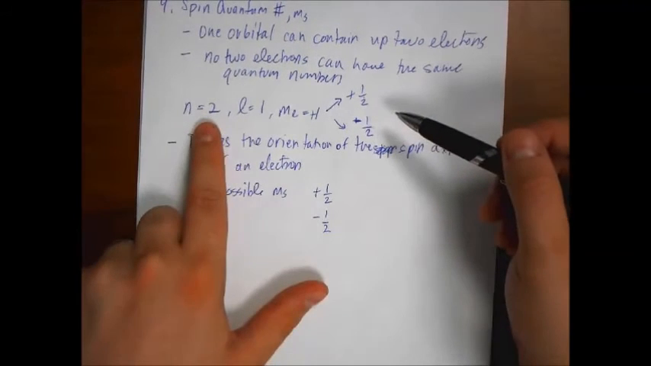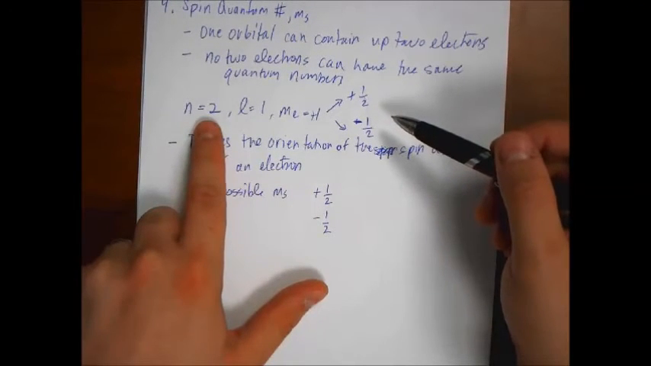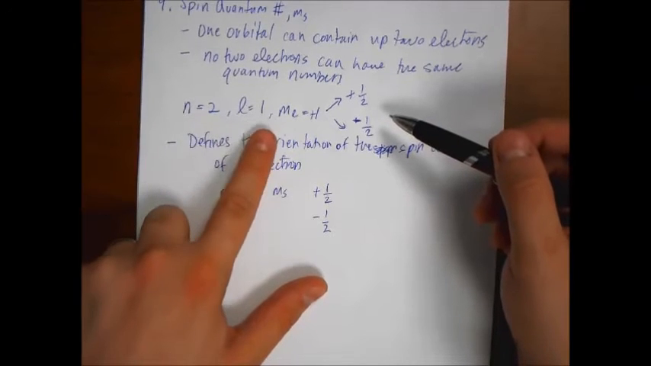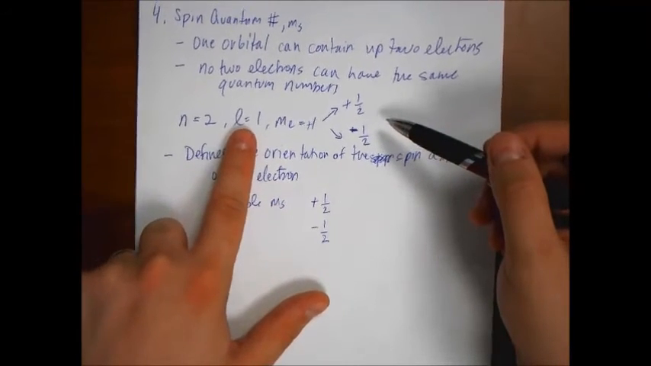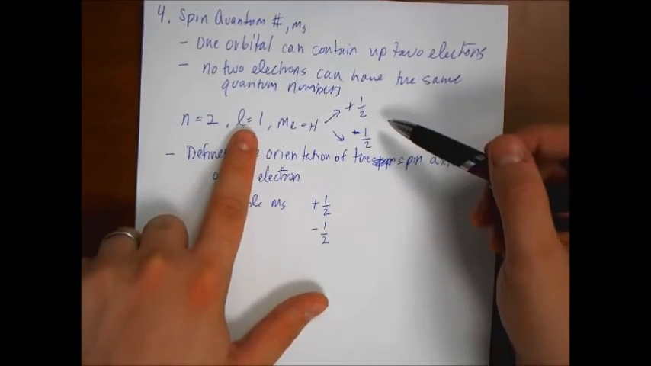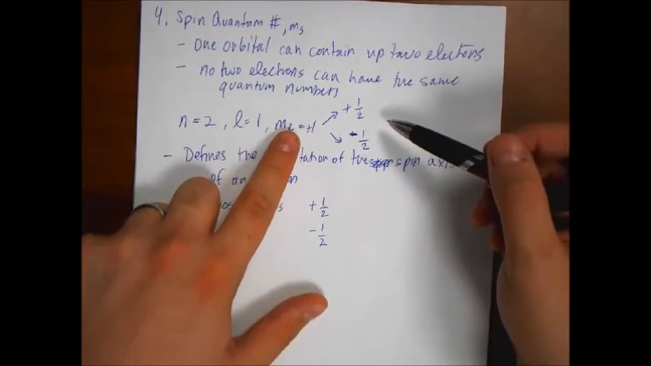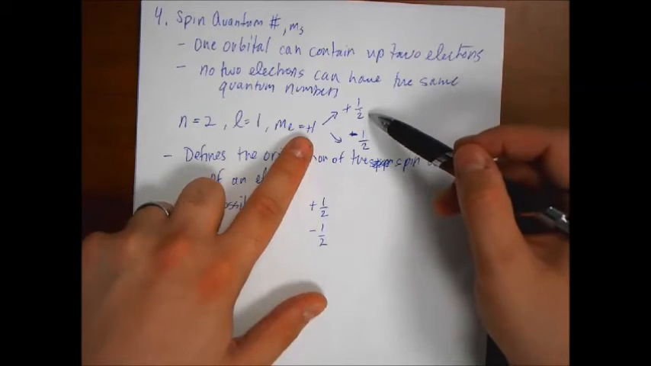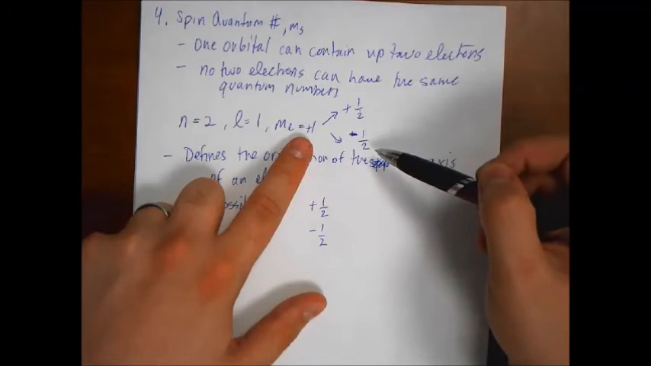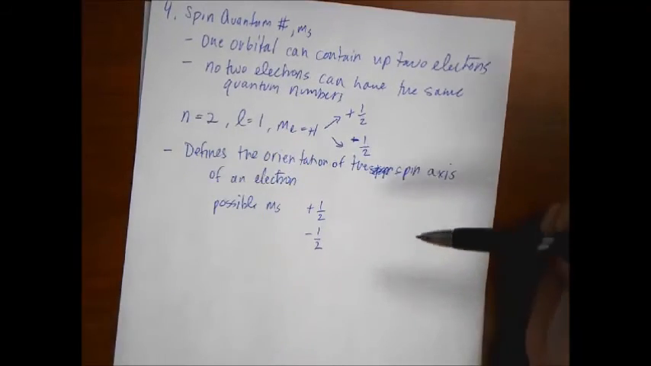So we know that this electron has an energy that's related to the second shell. This is going to be in an L is equal to 1. So we know from our previous thing that this is going to be in a p orbital. It turns out that it's in the p orbital that's defined by the positive 1. And one of the electrons is going to have a positive 1/2 spin, and the other electron is going to have a minus 1/2 spin.